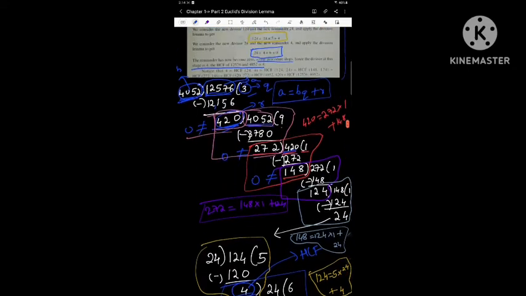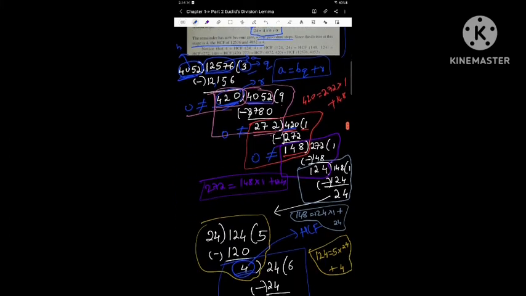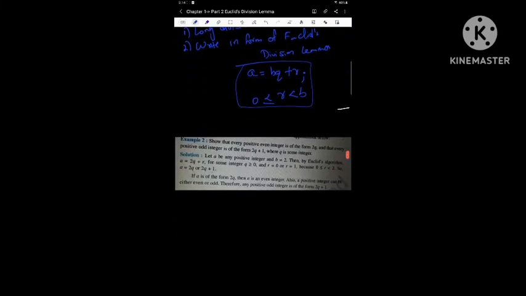So I hope this whole problem is clear now. So now let's move on to the second example given in the textbook. That is, show that every positive even integer is of form 2q and that every positive odd integer is of form 2q plus 1 where q is some integer.